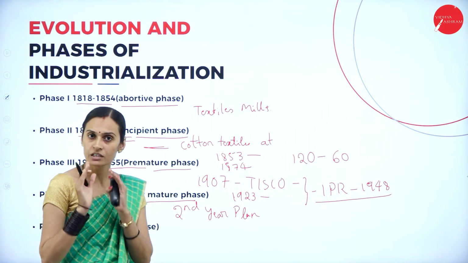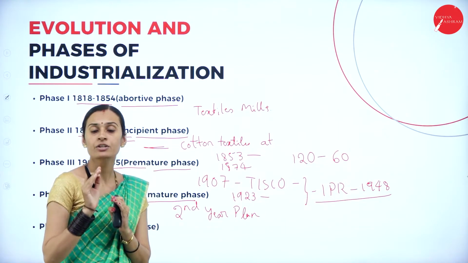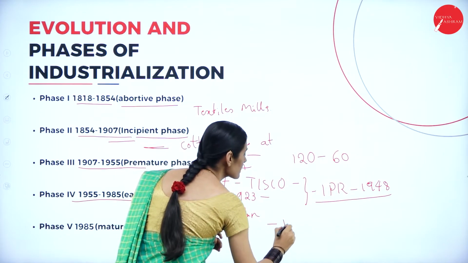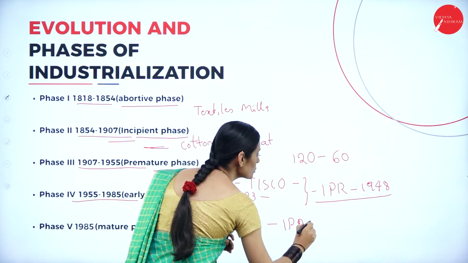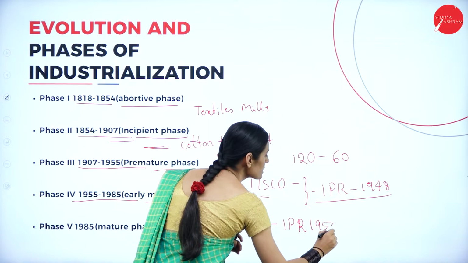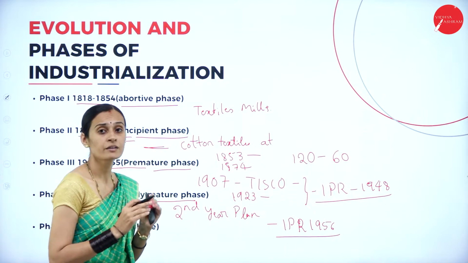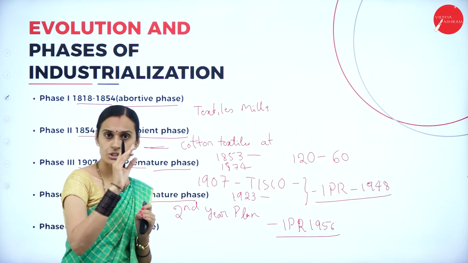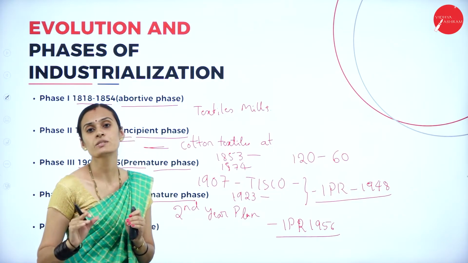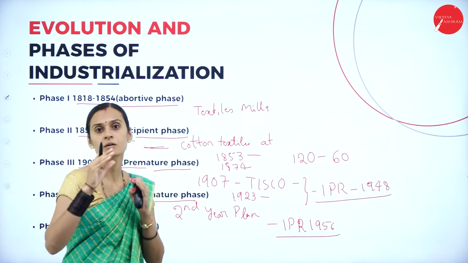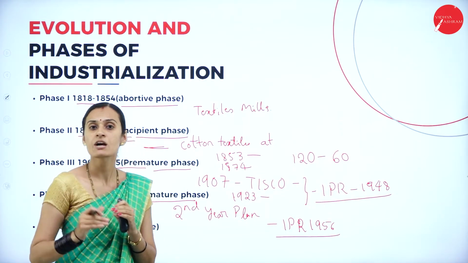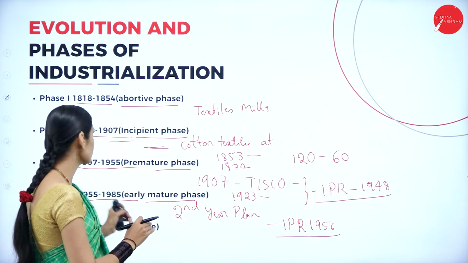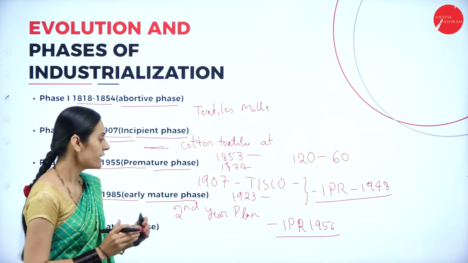And during the third 5-year plan, they introduced Industrial Policy Resolution 1956, and of course it classified the industries in 3 categories: Schedule A, Schedule B and Schedule C. What are the different industries belonging to Schedule A, Schedule B, Schedule C? We will discuss this further. So these are all the major steps taken under the 4th phase.